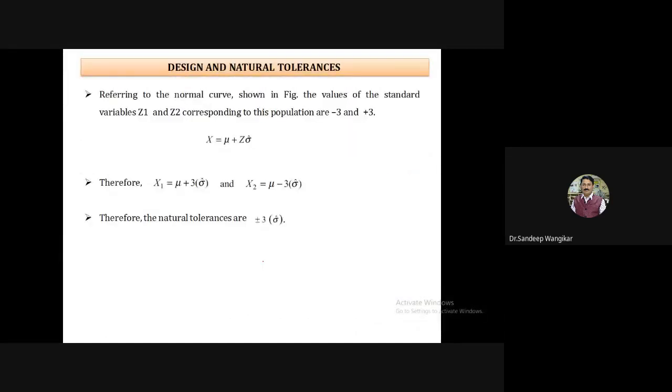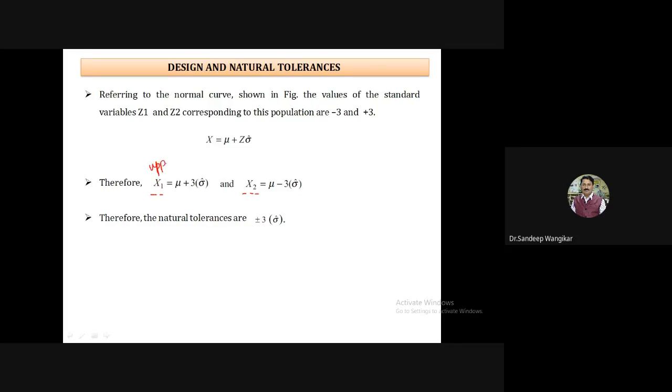So x is equal to mu plus z sigma. X1 and x2, these two values then become the x variable, and the standard variables are z1 and z2. X1 and x2 are the limits, so I can say the upper limit and lower limit. The upper limit x1 is calculated as mu, the mean, plus 3 times sigma, the standard deviation. And x2, the lower limit, is calculated as mu, the mean, minus 3 times sigma. So these are the limits.